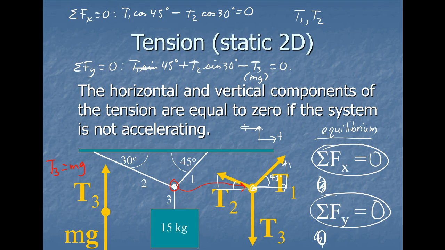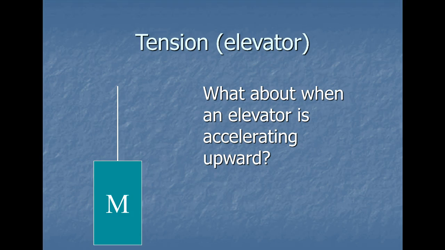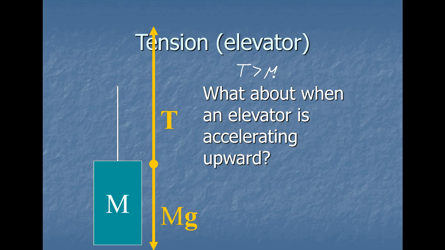Okay, so another important application of tension are the infamous elevator problems. And so if an elevator is accelerating upwards, what would the forces look like? Well, we would have tension going upwards, but tension would have to be much greater than mg because the acceleration would be positive. So again, upwards would be the positive direction. Or in other words, T minus mg would have to be greater than 0.